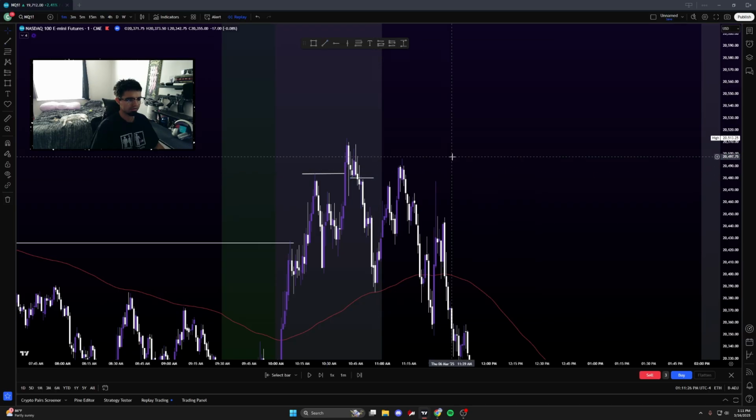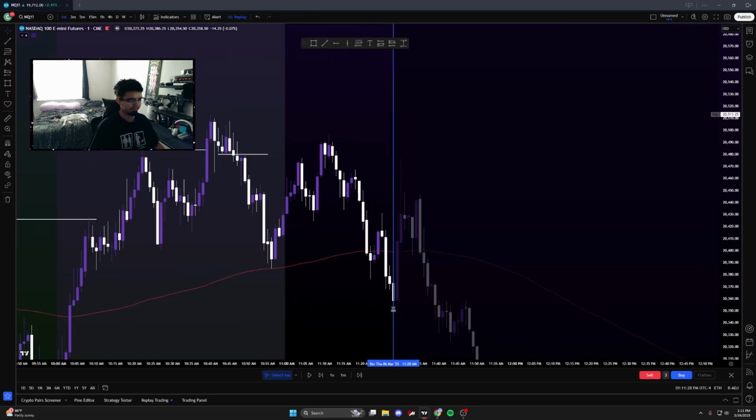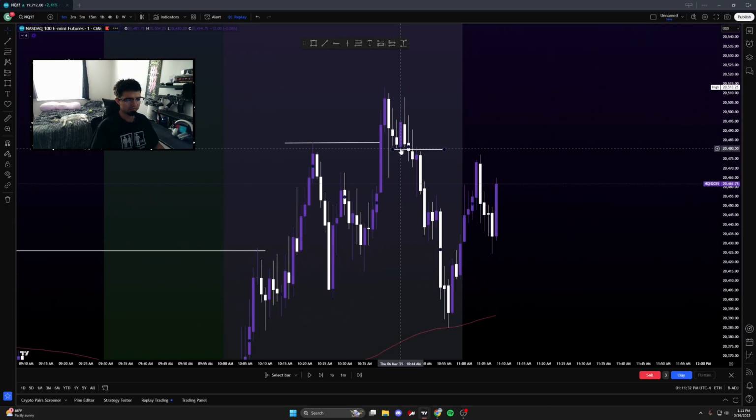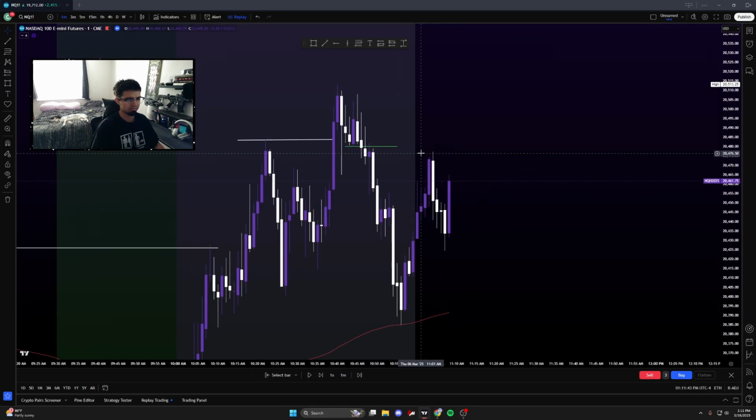What indicates that? When this low formed, that creates our new structure level for this bullish movement. And then when this bearish candle right here closes beneath this low, that indicates our break of structure, right?